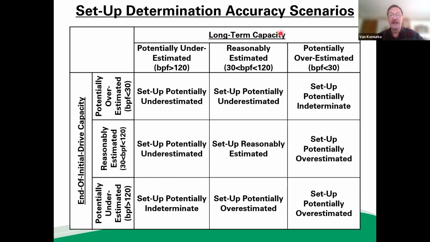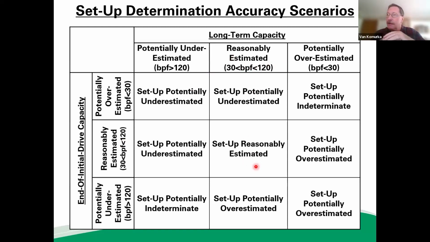And long-term capacity, that is during restrike, we have the same three categories. Either blow counts are too high, the restrike capacity is underestimated; they're in a reasonable range, the restrike capacity is reasonably estimated; or the blow counts are too low on restrike and the restrike capacity is potentially overestimated. And so given these nine potential combinations, if you look at these, there's only one box out of 9. There's only one combination of end of drive blow count range and restrike blow count range that reasonably estimates setup.